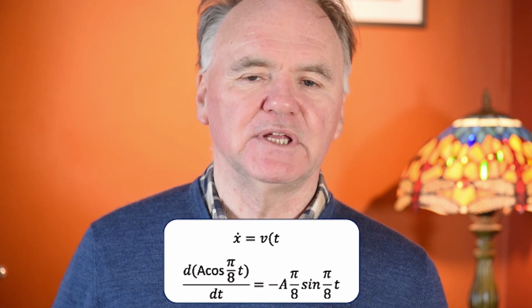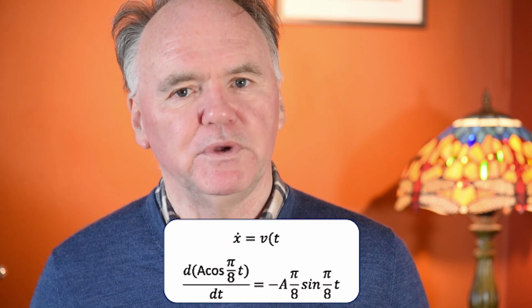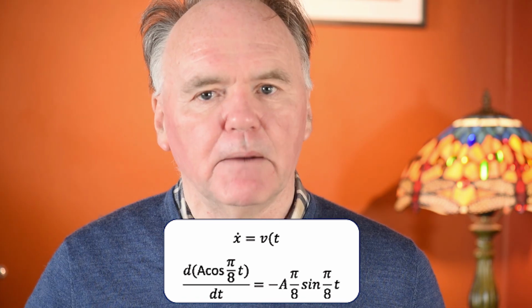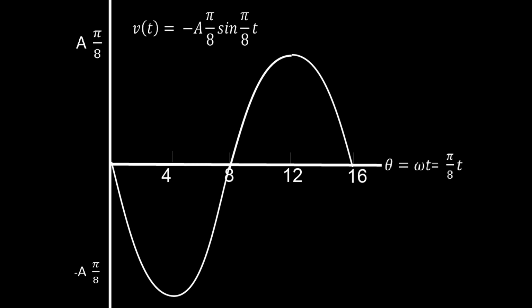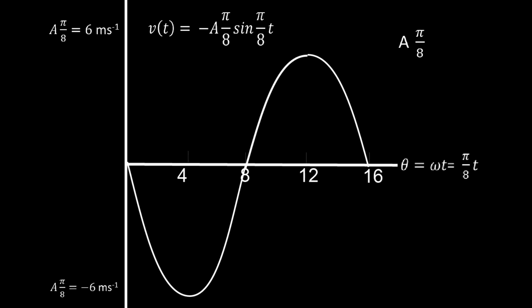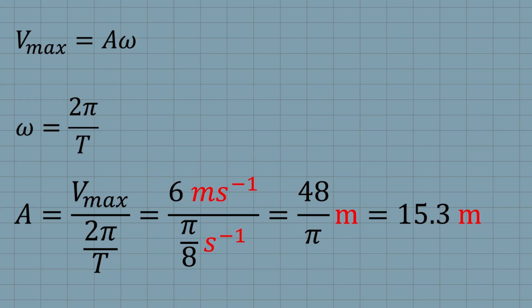Where does the velocity come in? We want to find the amplitude A, which we don't know. We do know the velocity of the thing at its fastest point. Well, if we differentiate a displacement function, we get a velocity function. So when we differentiate x equals A cos omega t, we get negative A omega sin omega t. And we can see from this graph that the maximum velocity is given by A pi/8 meters per second, and that's equal to 6 meters per second as given in the question. Solve that for A and we get 15.3 meters as we worked out earlier.